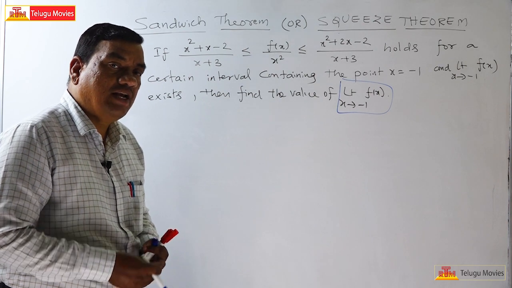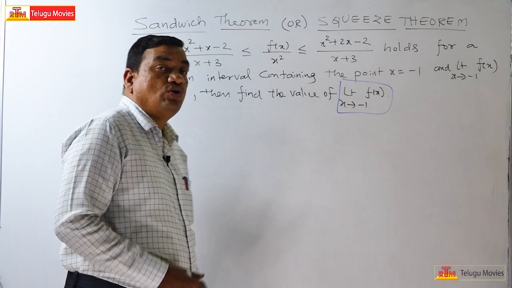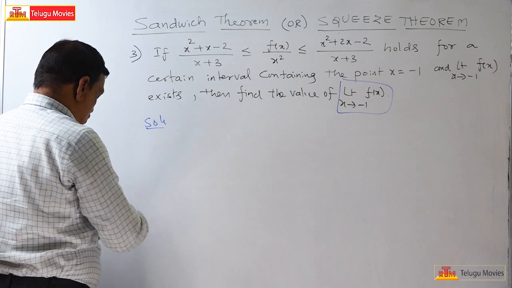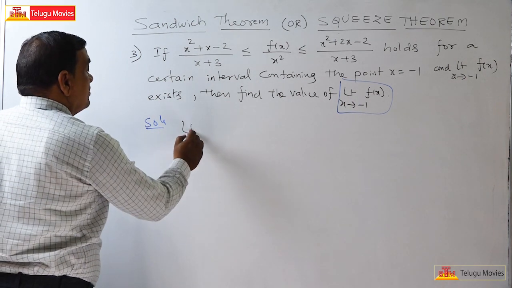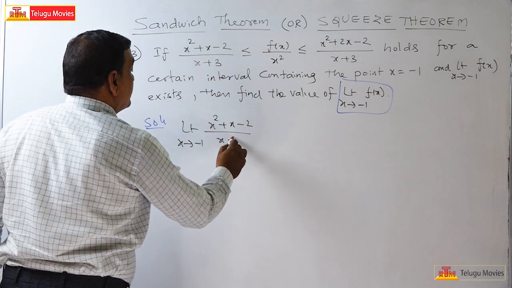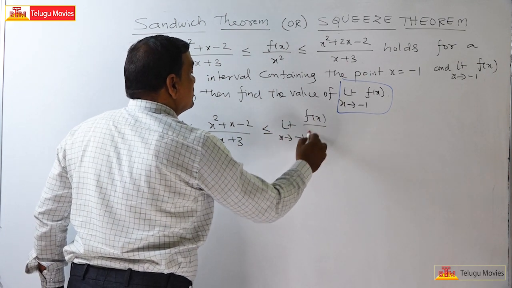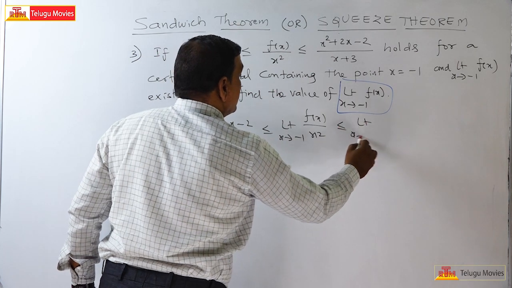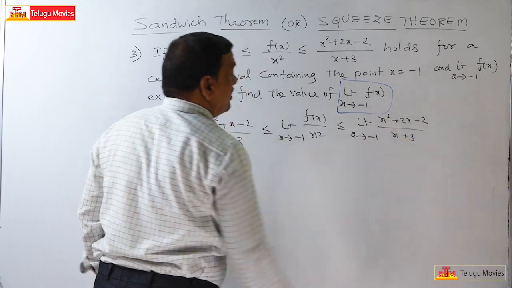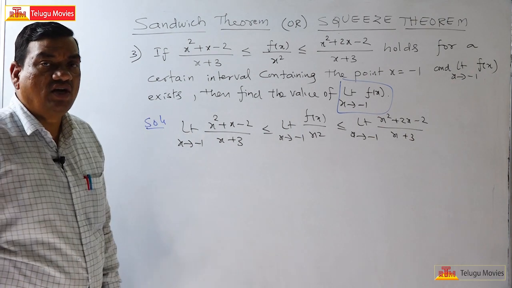How we will do it is by the sandwich theorem. Let us move. So limit x tends to minus 1. Let us apply limit x tends to minus 1 on either side. So this is equal to limit x tends to minus 1 of x square plus x minus 2 upon x plus 3, less than or equal to limit x tends to minus 1 of f of x by x square, less than or equal to limit x tends to minus 1 of x square plus 2x minus 2 upon x plus 3. Okay now, right? So we just applied limit x tends to minus 1 on either side of that inequality.